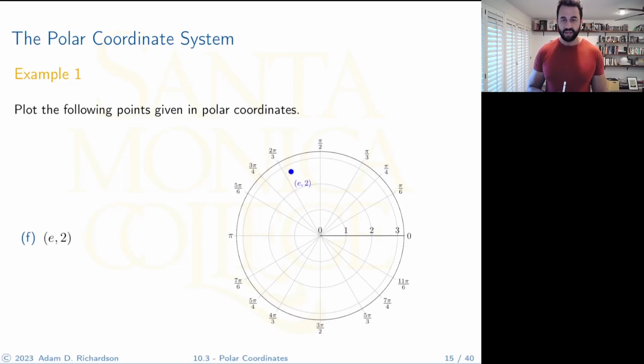Let's do one more, e comma 2. Here's another one where I was trying to be a little bit tricky. e is the radius, so this length right here is e, and the angle is 2. Now there's no degrees listed here, so this is to be taken as radians. So this is 2 radians. So the angle swept out from here to here is 2 radians. And that's the point in polar coordinates.